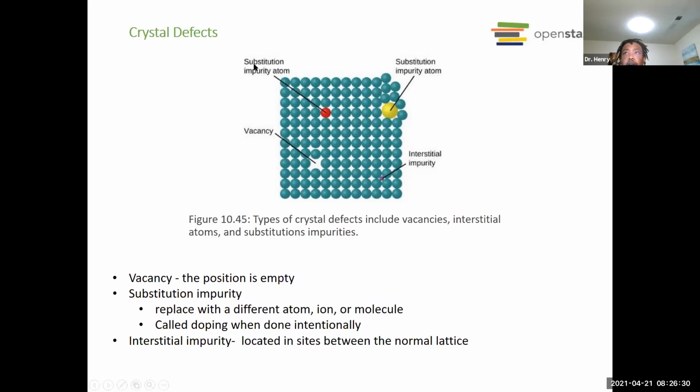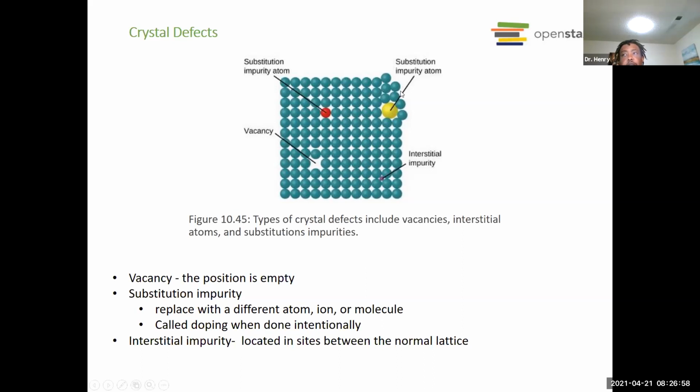We have substitution impurity. A substitution impurity basically means that you're adding something that is not normally there. So let's say this is the lattice of lithium, and you add a sodium there, right? Sodium is smaller, it goes in there, it'll be able to fit in there without a problem, right?